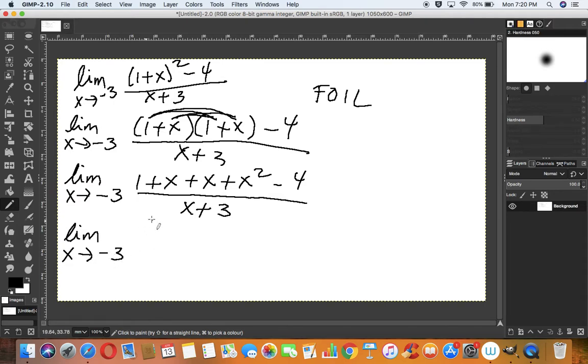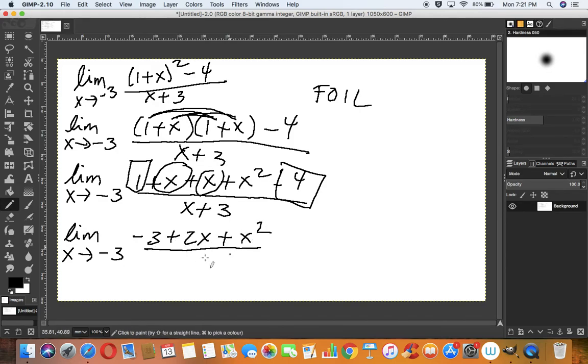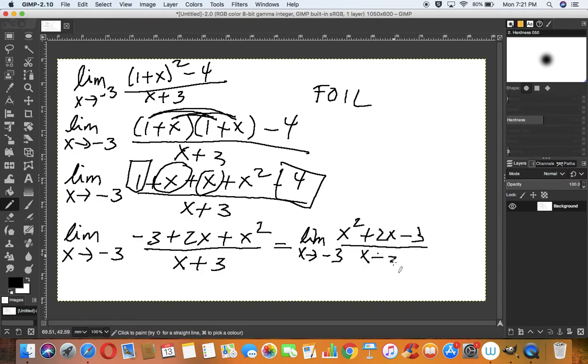So here we can add all the like terms. So this is like with this, and this is like with this. So I would get -3 plus 2x plus x squared over x plus 3, which would be equal to the limit as x goes to -3 of x squared plus 2x minus 3 over x plus 3.